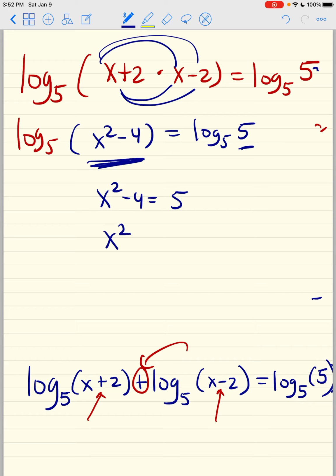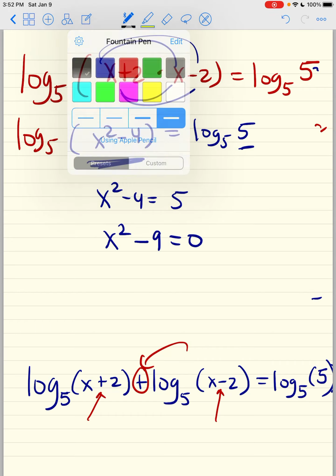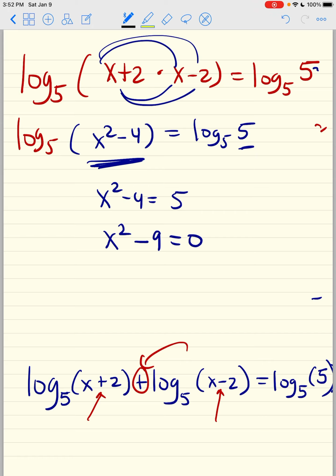My students, I always teach them to make sure that it says equals 0. So I'm going to minus 5. My students always, when it's a quadratic, we make 0 on one side. You're going to factor: what gives me the front, what gives me the back.